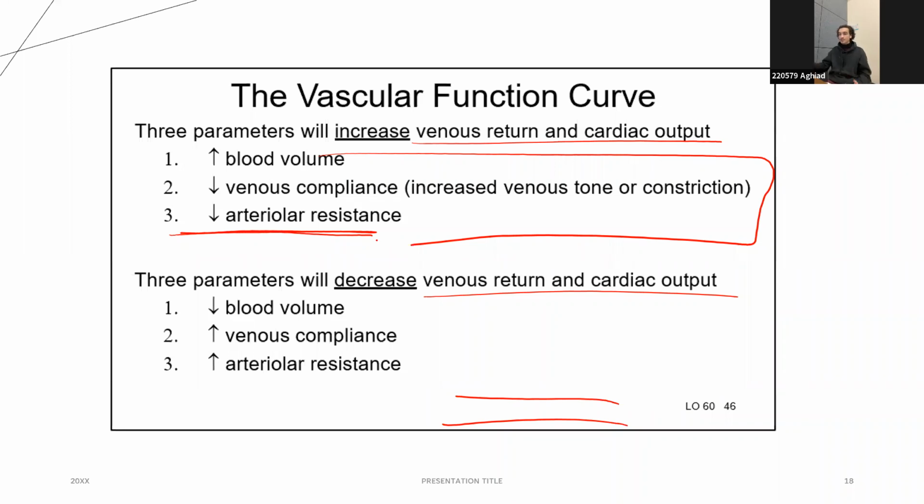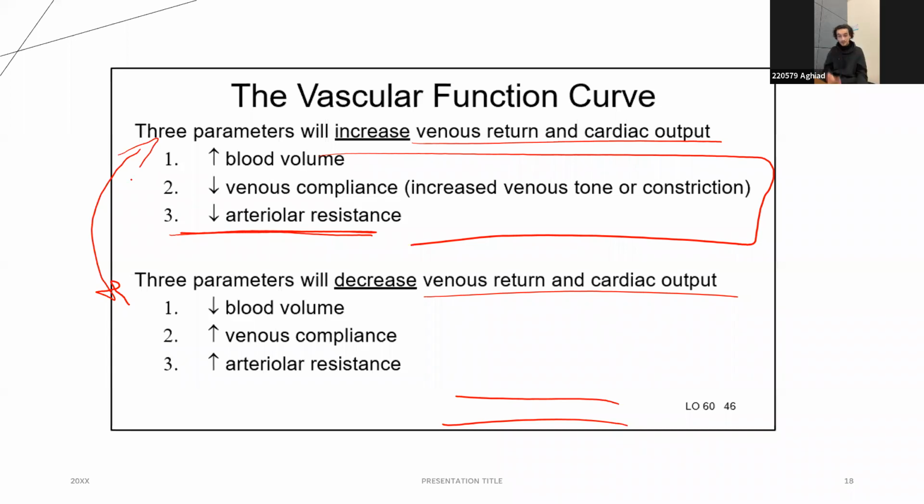Okay, if we decrease the amount of blood going to the veins in the first place, there won't be much pressure. The driving force will decrease. And if the driving force decreases, the venous return decreases as well. Is that clear? Perfect. So vice versa, three parameters will decrease venous return and cardiac output.